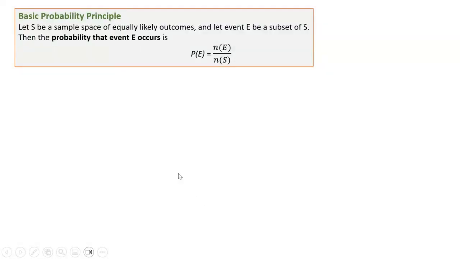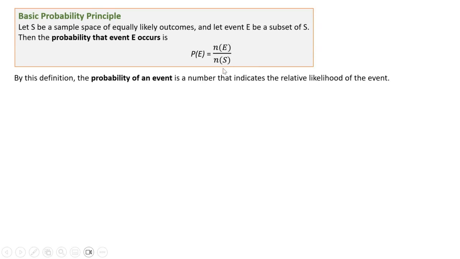Now, all that is leading to basic probabilities. The formula for basic probabilities is P of E, the probability of the event, equals N of E over N of S. The N stands for the number of elements: the number of the event over the number of the sample space. So there it is.